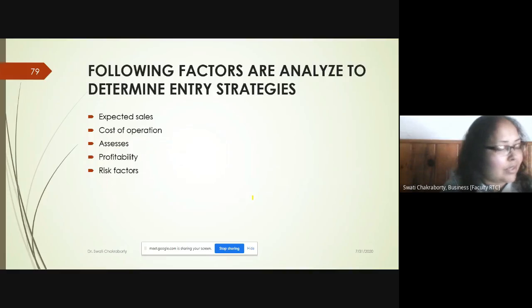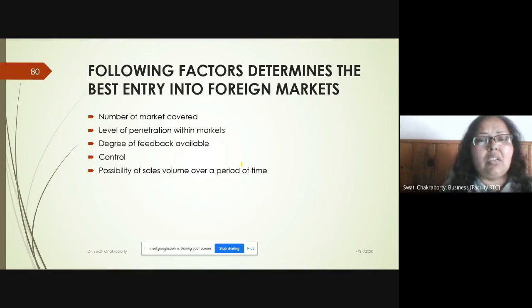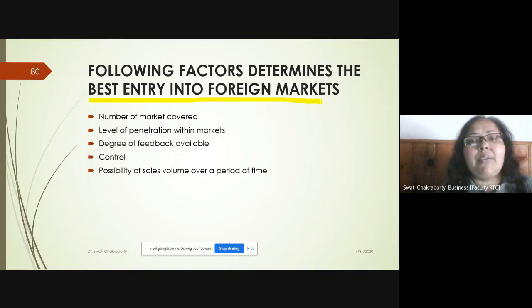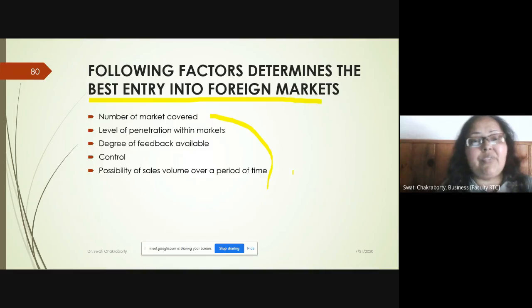So what are the factors that need to be taken into consideration to determine the entry strategies, the different types of entries that we discussed? Expected sales, cost of operation, accesses, profitability, and risk factors. And also when we decide the best entry into a foreign market, these factors come into play: number of markets covered, level of penetration within markets, degree of feedback available, control, possibility of sales volume over a period of time, right?